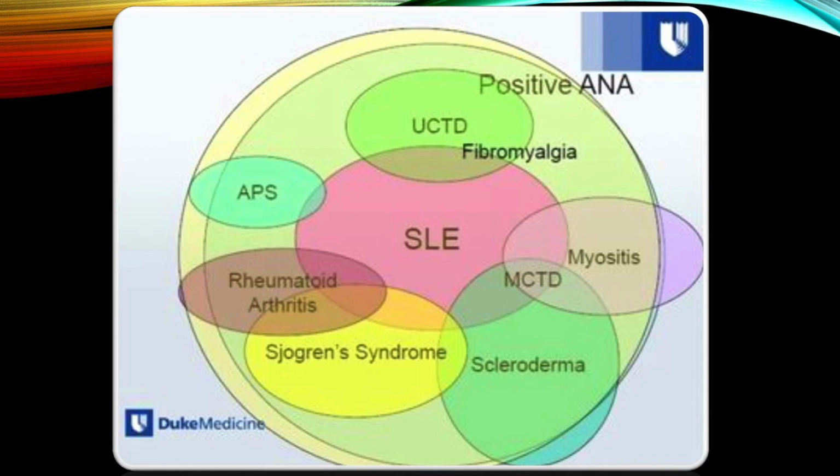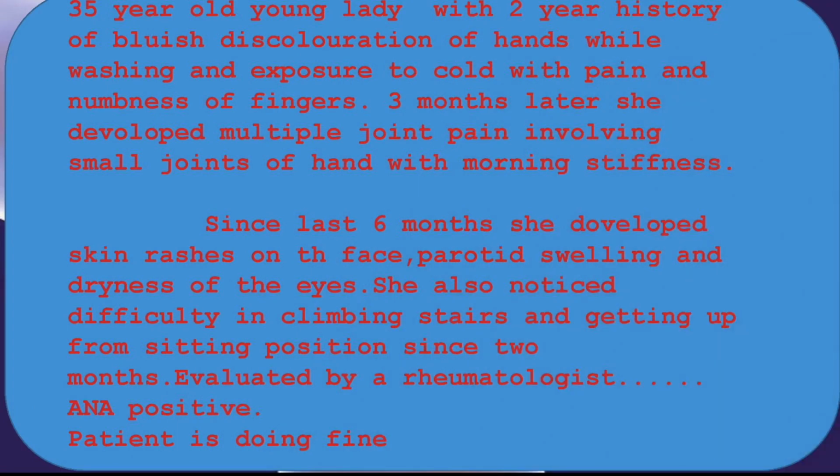SLE is there, scleroderma, Sjogren, so many are there. Let us start with a case. It's in fact a 35-year-old lady with a 2-year history of bluish discoloration of the hands while washing and on exposure to cold, with pain and numbness of the fingers. 3 months later, she developed multiple joint pain involving small joints and also had morning stiffness. Since the last 6 months, she developed a skin rash over the face, parotid swelling, and dryness of the mouth.